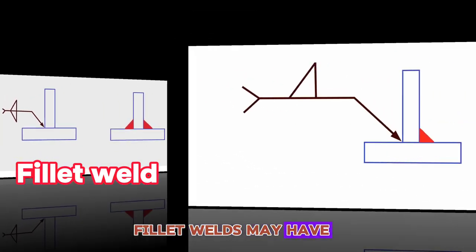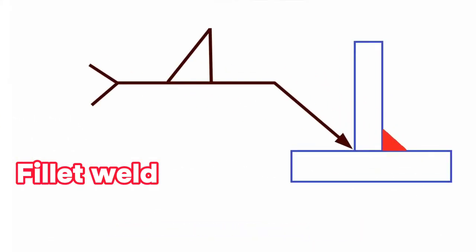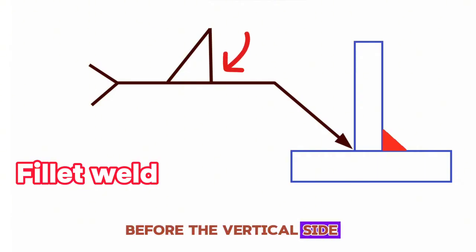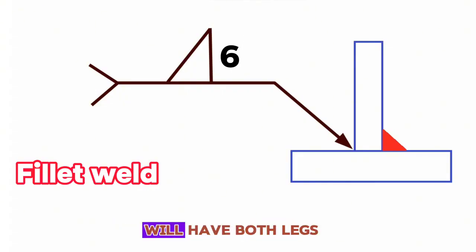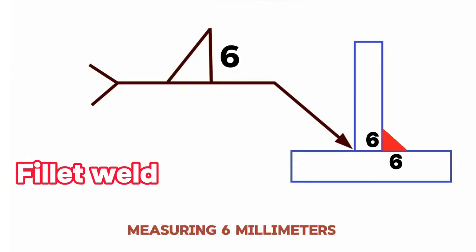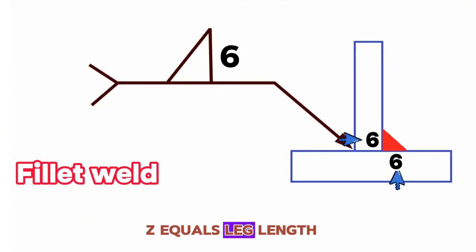Fillet welds may have a size associated with them. This size is called out on the left side of the symbol before the vertical side. The size indicates the leg length of the weld. For example, a 6 mm fillet weld will have both legs of the weld measuring 6 mm from the plate to the toe of the weld. Z equals leg length.